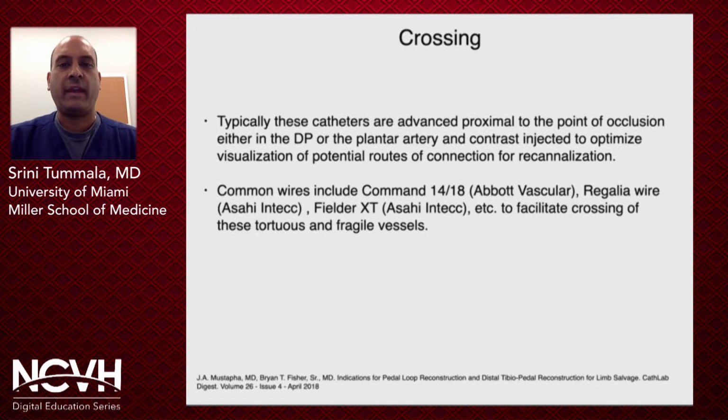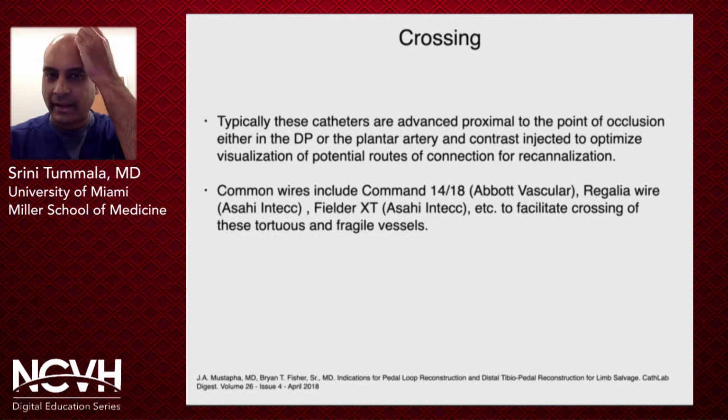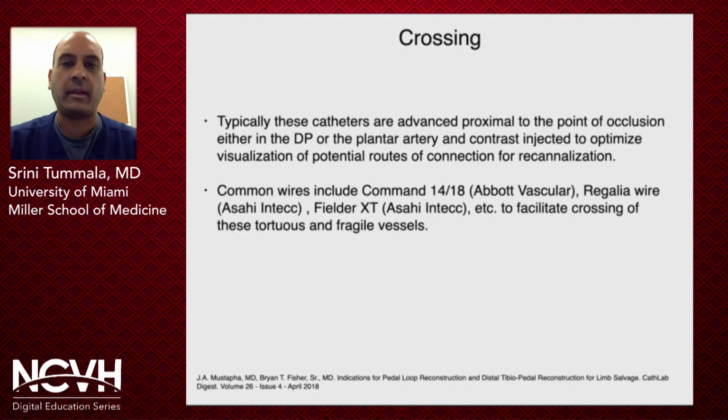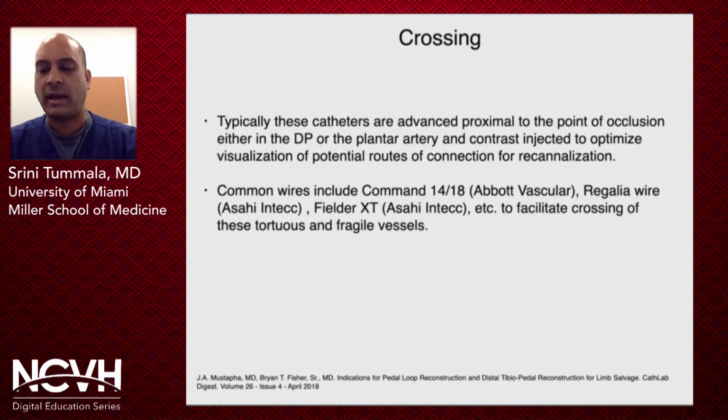Typically, these catheters are advanced proximal to the point of occlusion, either in the DP or the plantar artery, and contrast is injected to really optimize visualization of the potential routes of connection for recanalization. A lot of the common wires I like to use include the Command 14 or 18, a Regalia wire, Fielder XTs, and some people like Pilot 200s. Use whatever wire you are comfortable with to help you facilitate crossing of these tortuous and really fragile vessels. That's how you have to think about it when you're choosing your guide wires.